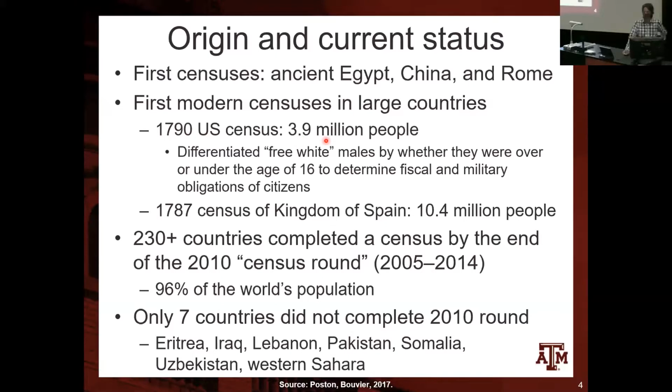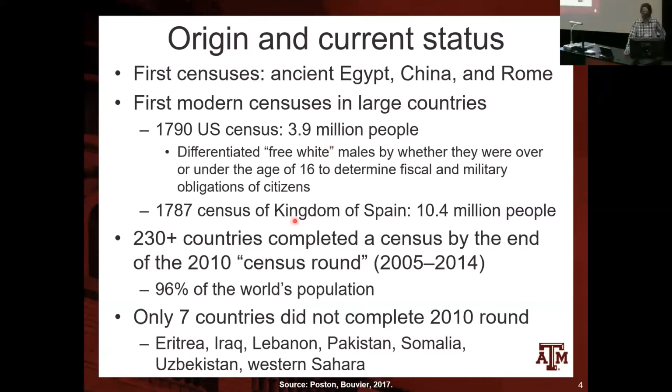million inhabitants. And it was a really simple census. It was pretty much just counting people for specific categories of race and sex. So they differentiated free white males by whether they were over or under the age of 16 to determine physical and military obligations of citizens. They also collected information about how many women were in each one of the states and also of slaves.